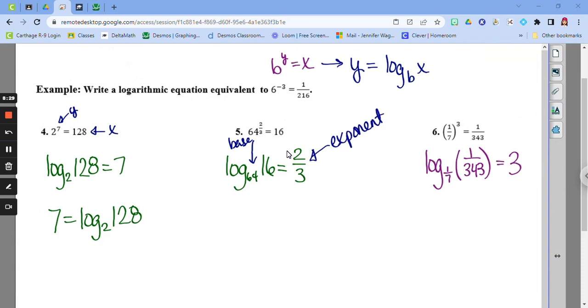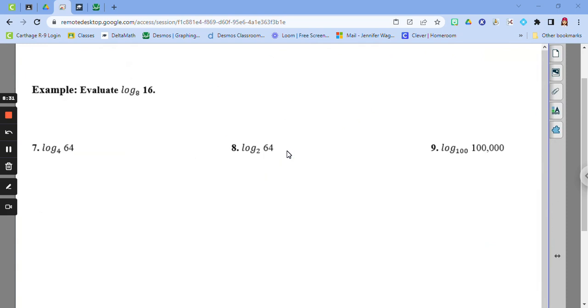Okay. All right. So the other part of this is evaluating a logarithm. All of your logarithms, regardless of the base, have a value. Sometimes they come out to be nice integers or fractions. Other times they're decimals that you have to round. So what we're working with today is going to come out to be an integer or a fraction. First thing, turn it into so that it equals x.